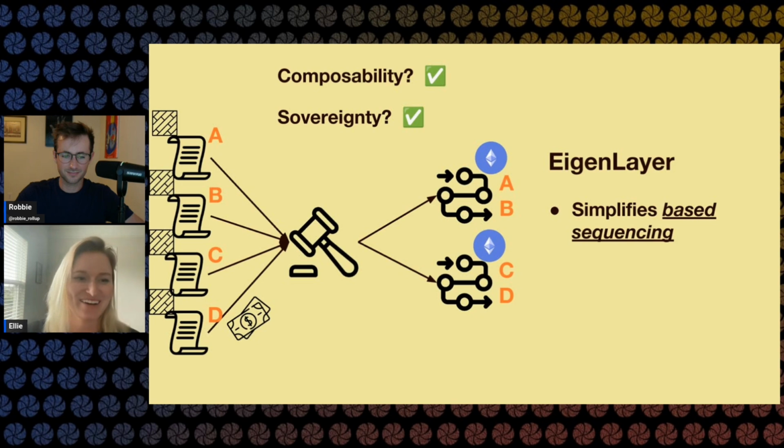Oh yeah, I had a couple of images. So based sequencing, Ethereum proposers. And I would argue that this kind of gives us composability plus plus. Our initial definition of composability was that all of these different chains could interoperate together and they could act as one chain, but we didn't really mention the L1. And so this composability plus plus means that we get composability between rollups, but also between the L1 and rollups, which is a very, very powerful property to have.